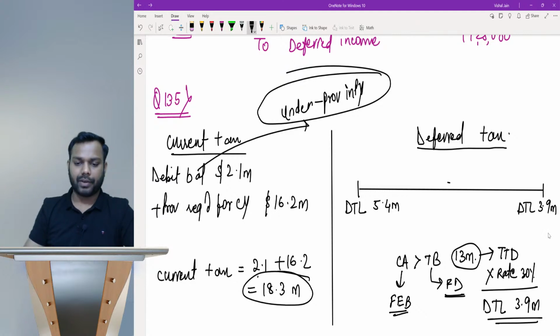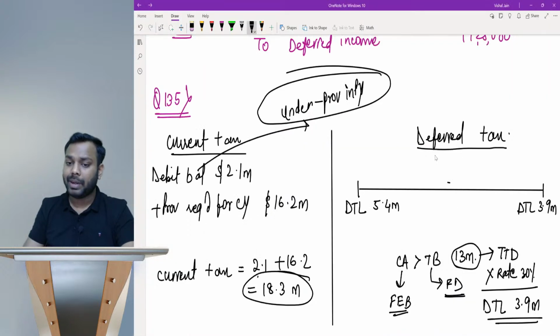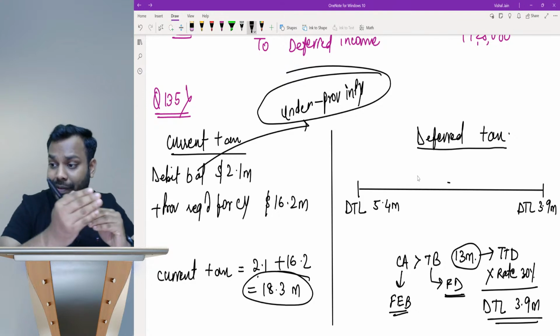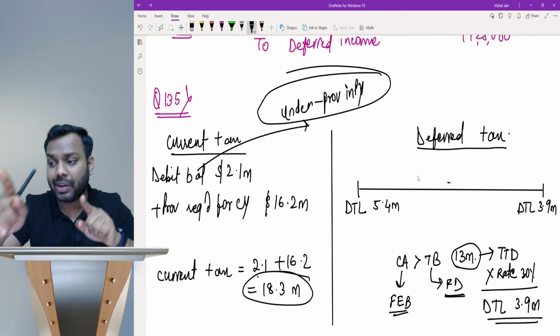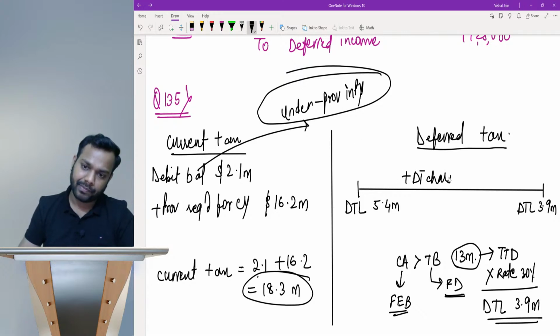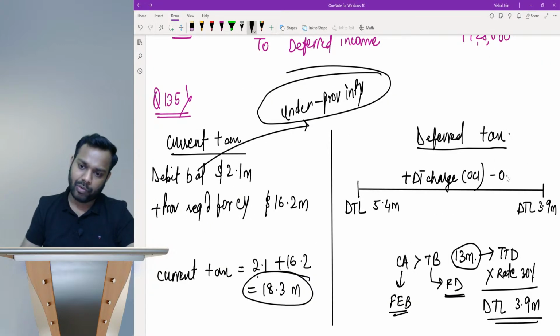Okay, fair enough. Now, what does the question say? This 13 million includes 3 million revaluation surplus, the impact of which will go to OCI. Now, revaluation surplus means benefits. Benefits means deferred tax charge. So here it says plus deferred tax charge, which will go to OCI. How much? 3 million multiplied by 30% is 0.9 million. Now you have to find what the P&L impact is.